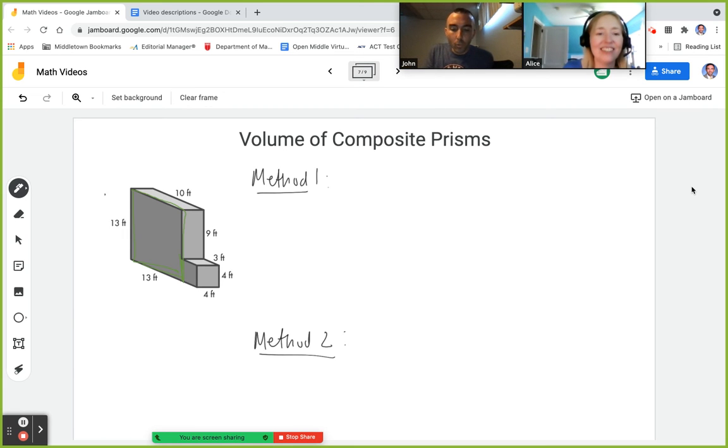I would use 13 here, which is this dimension there. And then I would use 10 feet here. So I'd say, okay, 13 by 10. And then I need this third dimension here. And I look and I see it's lurking down here. That's 4. So 10 times 4 is 40. 40 times 13 is going to give me 520. And that's just for the first rectangular prism.